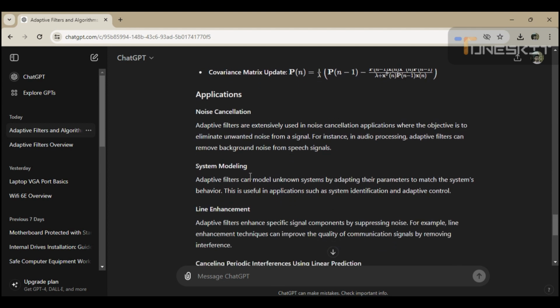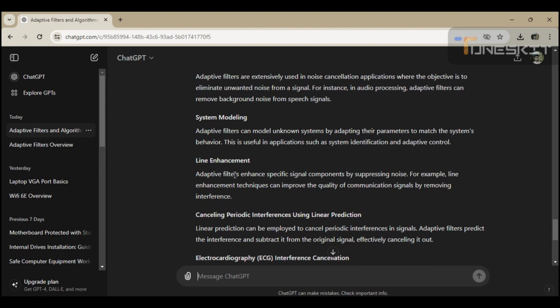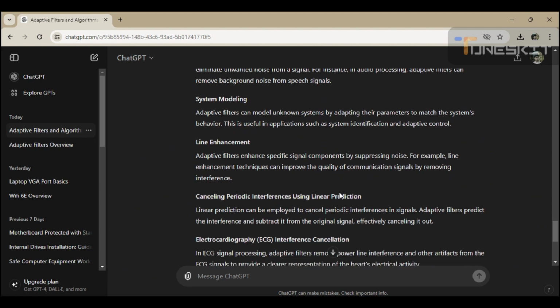The second application is system modeling. Adaptive filters can model unknown systems by adapting their parameters to match the system behavior. This is useful in applications such as system identification and adaptive control. Next one is line enhancement. Adaptive filters enhance specific signal components by suppressing noise. For example, line enhancement techniques can improve the quality of a communication signal by removing interference.